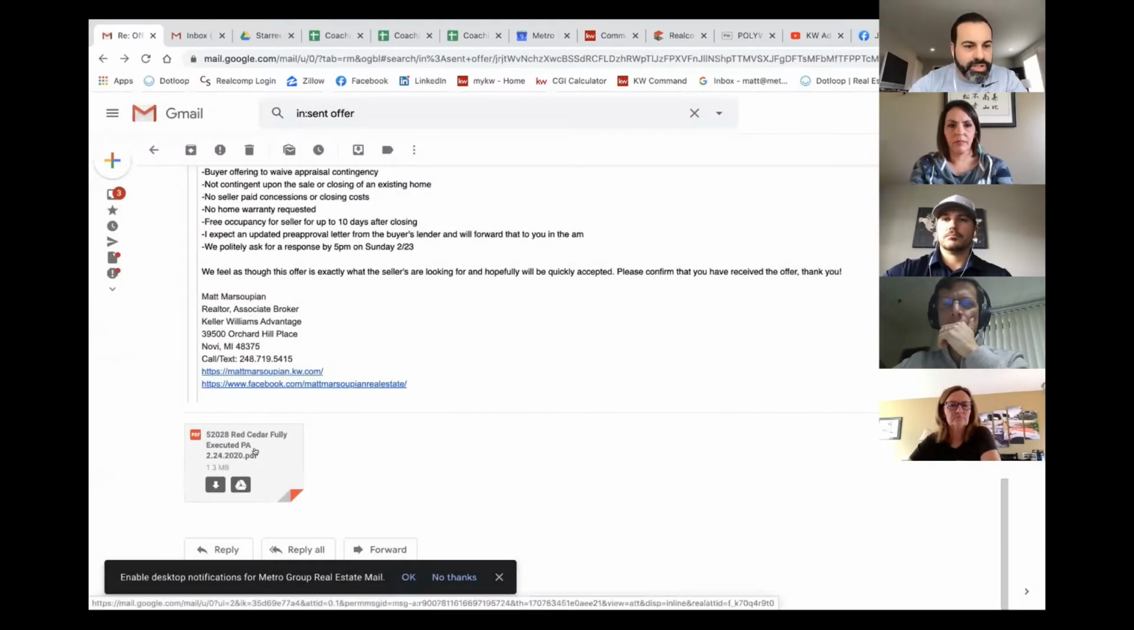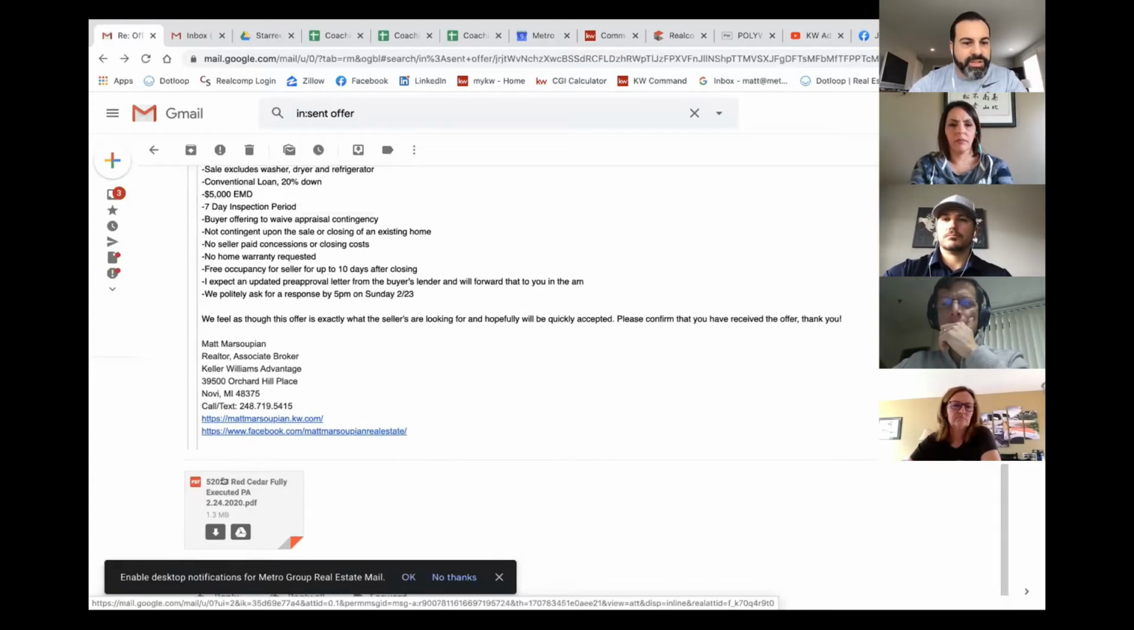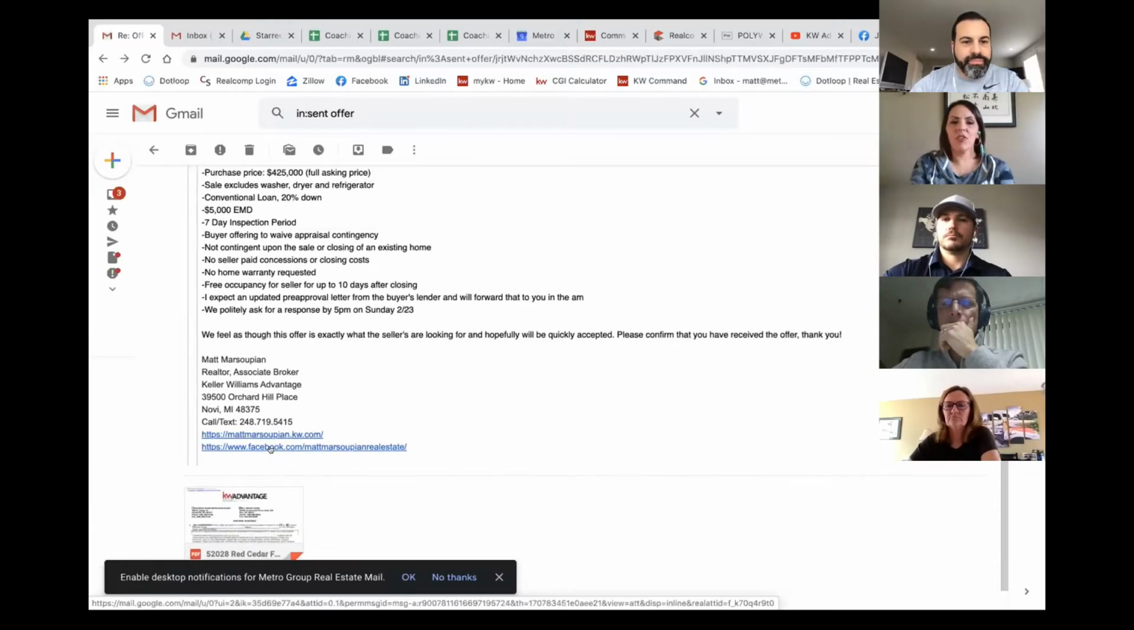One, you notice what this PDF is called? 52028 Red Cedar, fully executed PA, 224 date. So it's got the address, what it is, and the date, all right? So many people just scan it in or attach it with a long name. I usually add a last name to it.